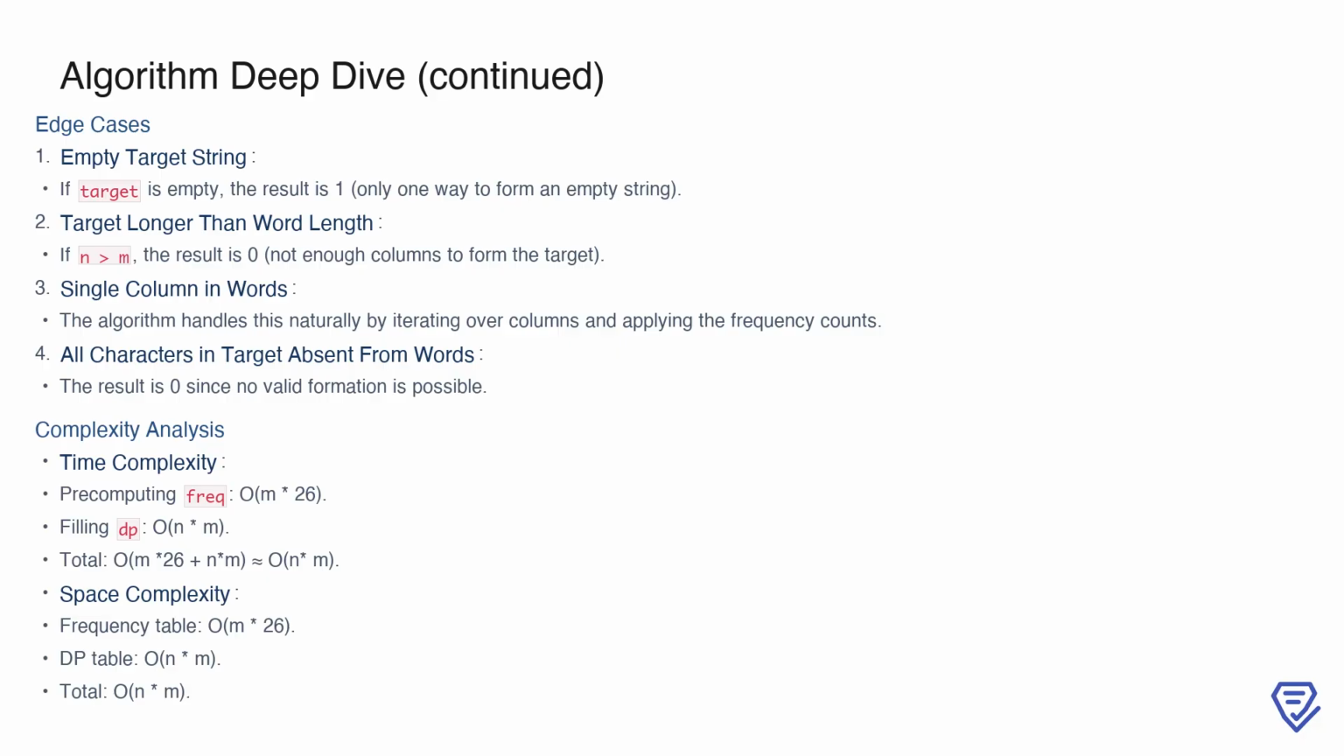As for complexity, the time complexity is dominated by two parts: pre-computing the frequency table in O(m*26), and filling the DP table in O(n*m), leading to an overall complexity of O(n*m). The space complexity is determined by the space needed for the frequency and DP tables, both of which are O(n*m), resulting in a total space complexity of O(n*m).